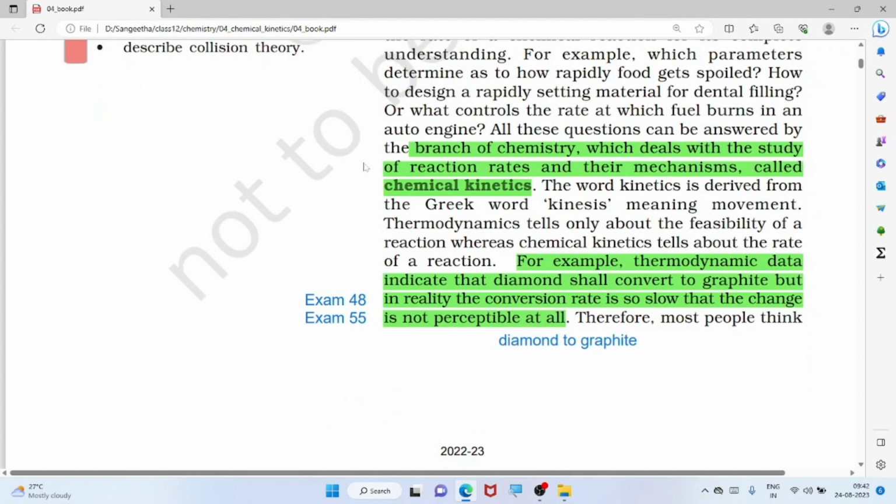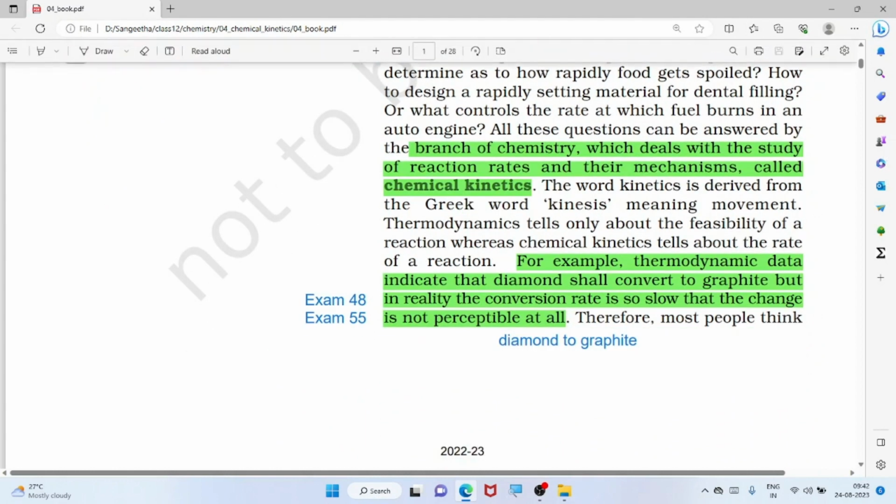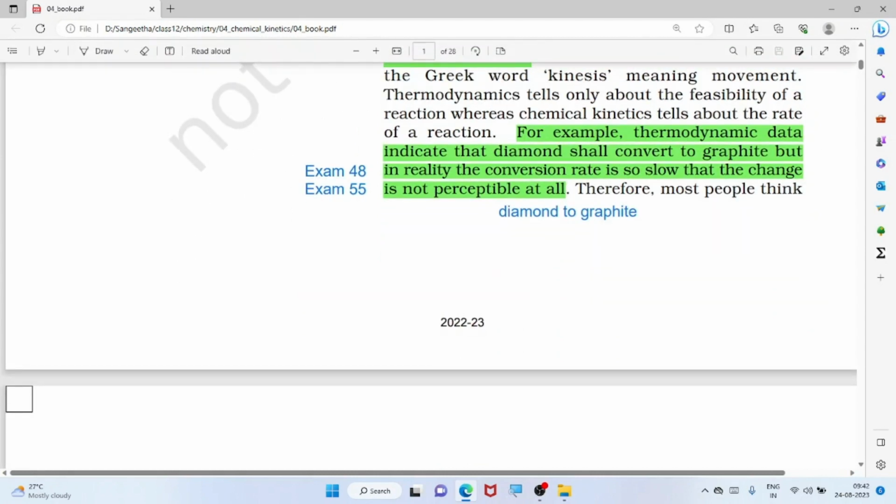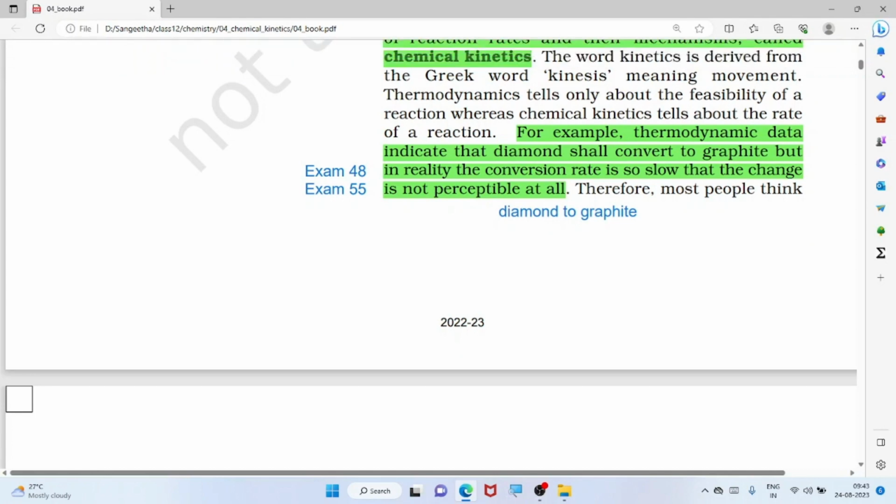The branch of chemistry which deals with the study of reaction rates and their mechanism is called chemical kinetics. So here it's feasible to convert diamond to graphite, but it is so slow that it is not perceptible at all. Okay, it's thermodynamically feasible, but the conversion is so slow that it is not perceptible at all.